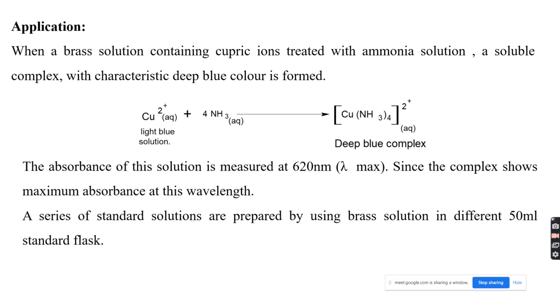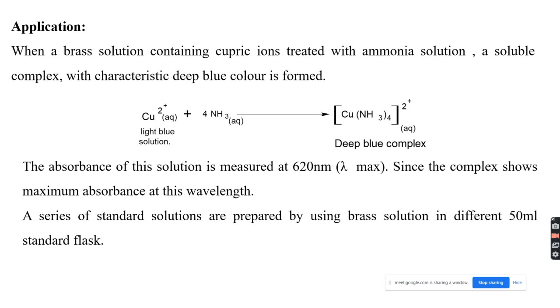That's why the brass solution containing cupric ion is usually treated with ammonia. You already know the brass solution is copper tint in color, a very light bluish green color. The absorption of light energy by this complex is very low. To enhance the absorption, we introduce ammonia solution. As a result, it produces a soluble complex called cuprammonium sulfate, with a characteristic deep blue color.